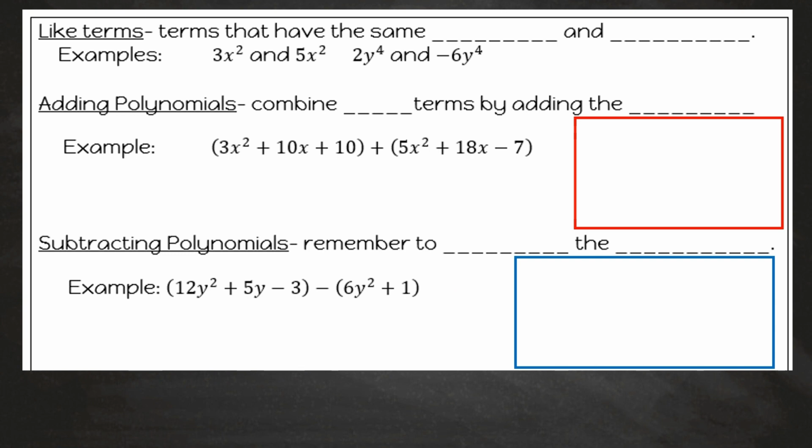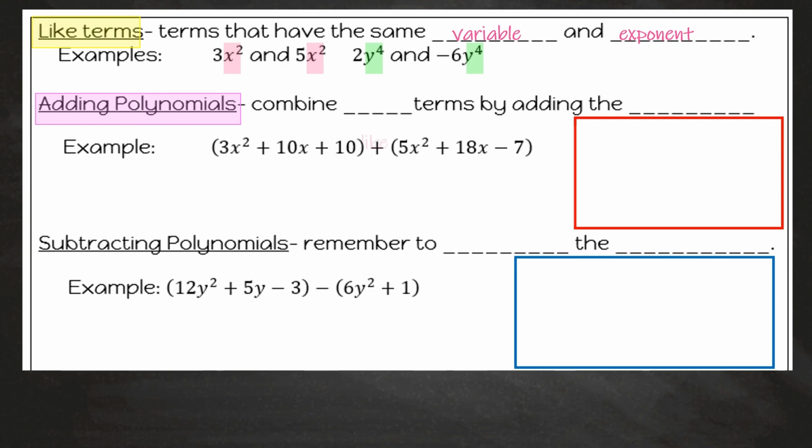So first, we have to know what like terms are. Like terms are terms that have the same variable and the same exponent. So some examples are we have 3x squared and 5x squared. They have to have the same variable x and the same exponent, 2 and 2. We also have 2y to the fourth and negative 6y to the fourth. Same variable, same exponent. If they do not have the same variable and same exponent, we cannot combine those terms.